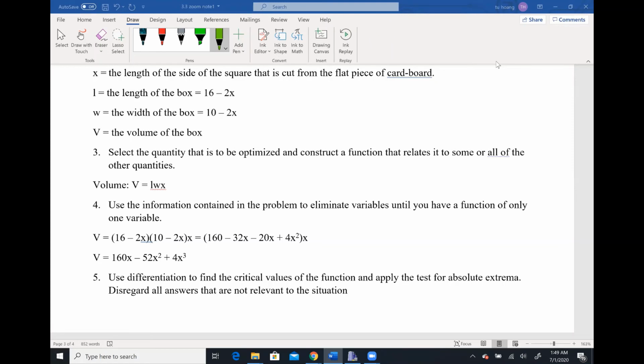So now it looks good already, so you can go ahead and move to step 5 here, and take the derivative of v with respect to x, which equals 160 minus 52 times 2, which is 104x, and then plus 12x squared.